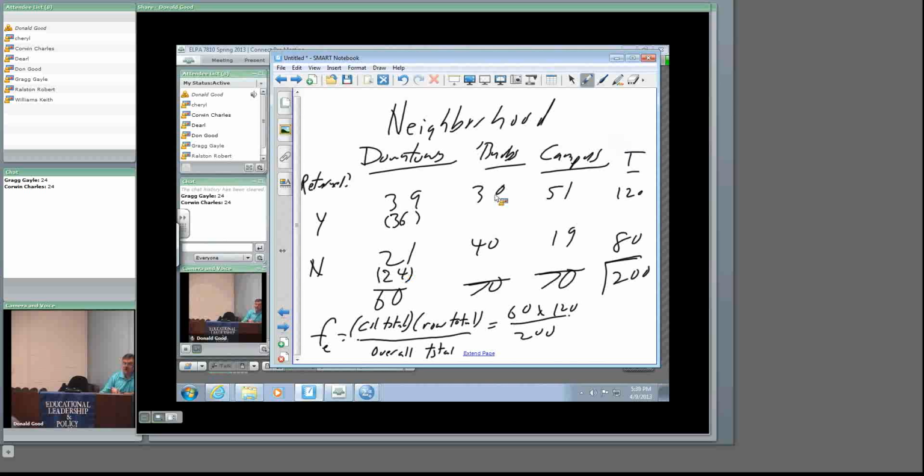Let's calculate another. It can be any of these. Let's pick the one in the suburbs. Let's pick the expected value for yes in the suburbs.